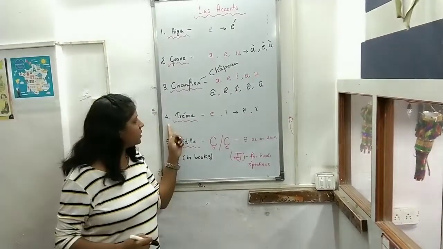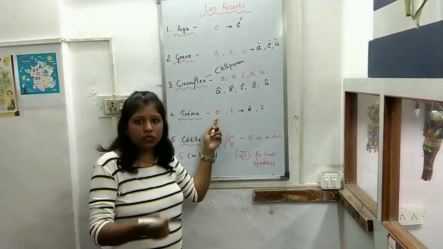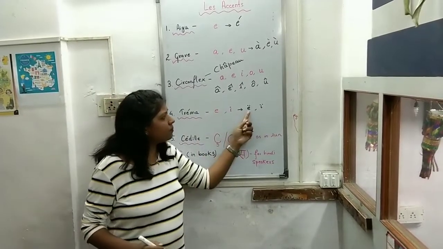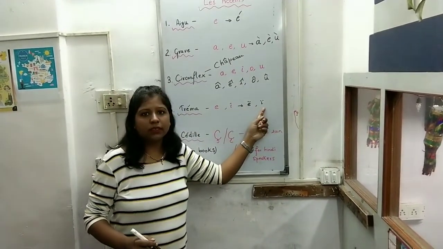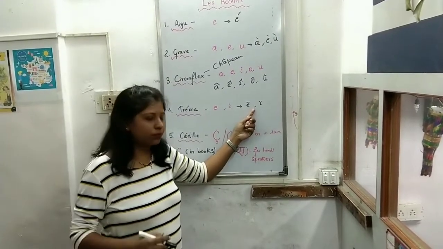The next accent is tréma. Tréma goes with the letters E and I. We just put a double dot on them. Sometimes it is also called umlaut.